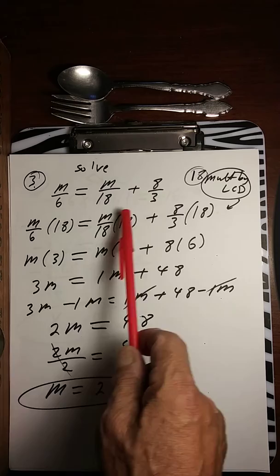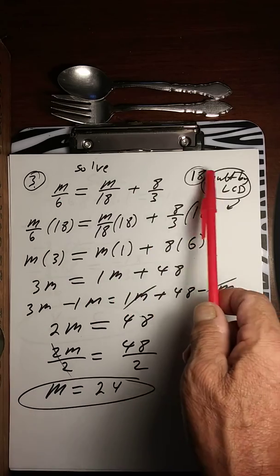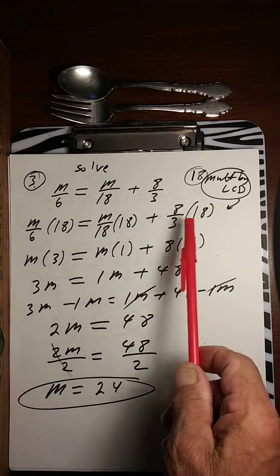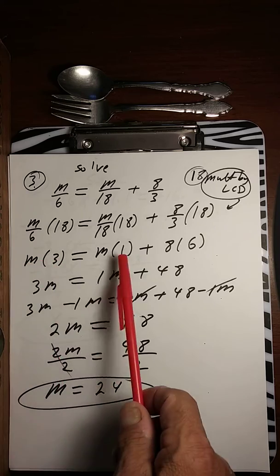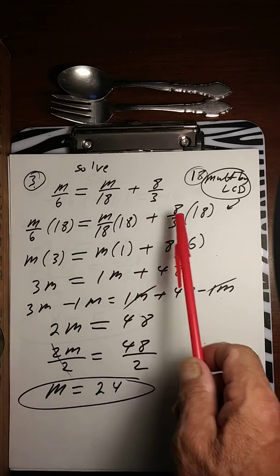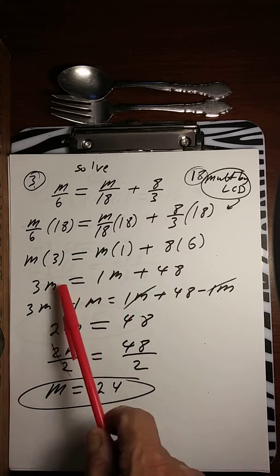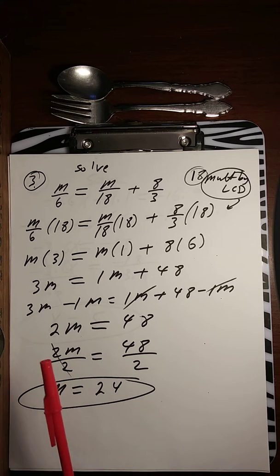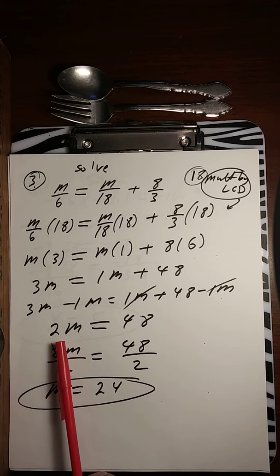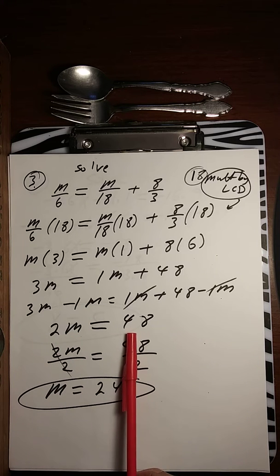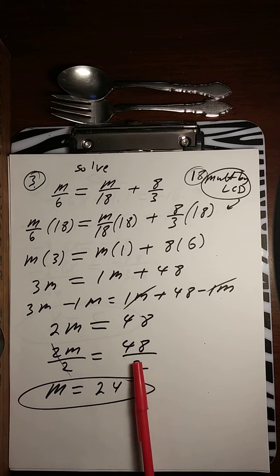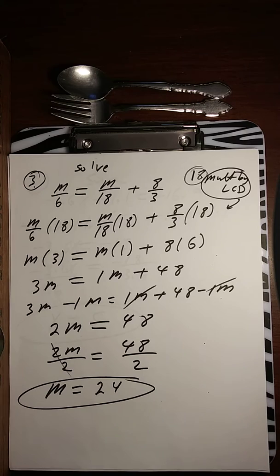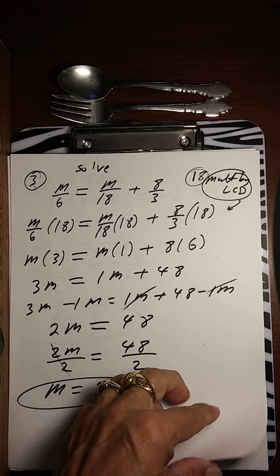We have this problem right here. So the LCD of this is 18. Multiply everything by 18. So 3 times that. Divide this. So we have 3, 1, that. 3m equals 1m plus 48. So now we have 3m minus 1m is 2m equals 48. Divide by 2, so m is 24.